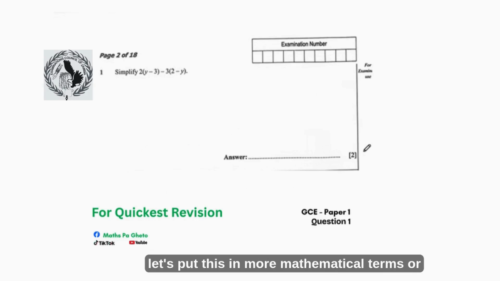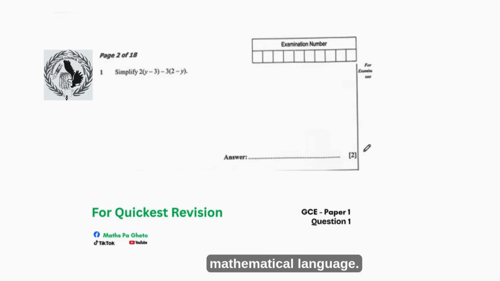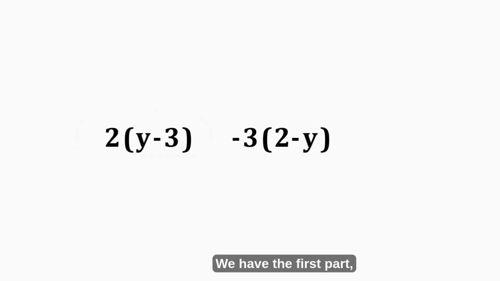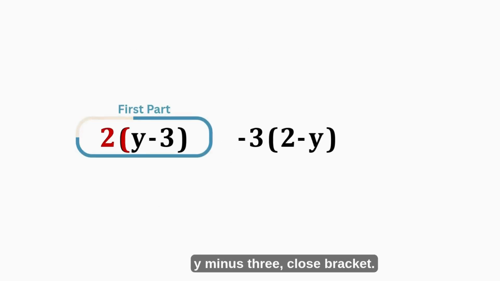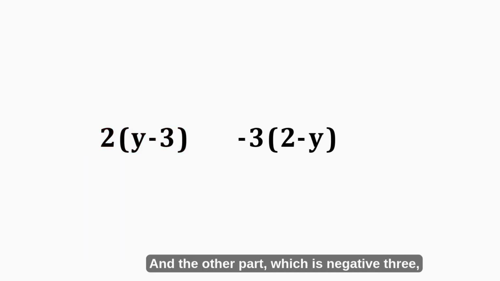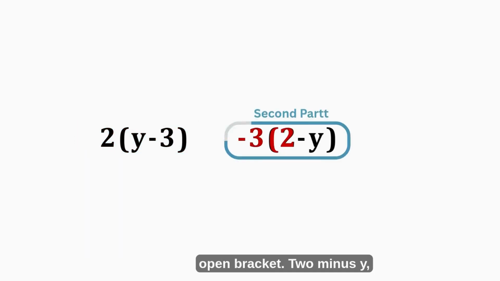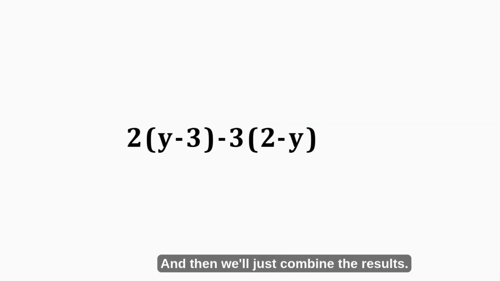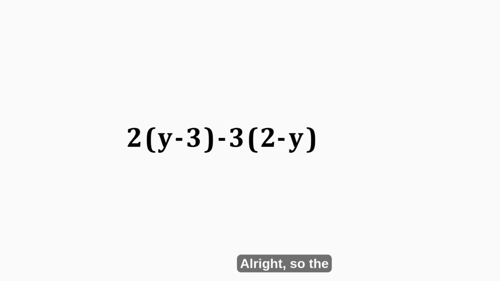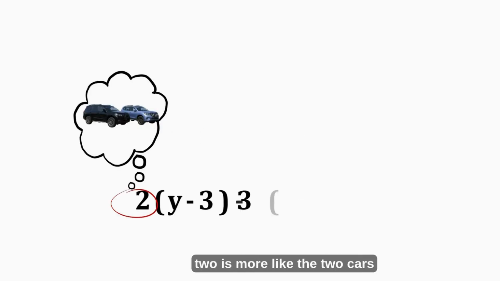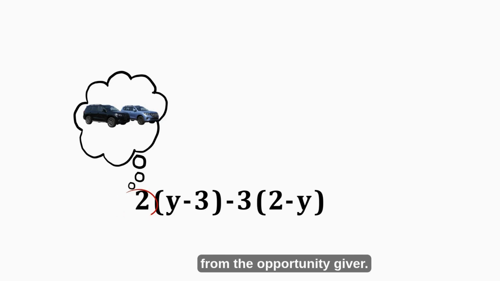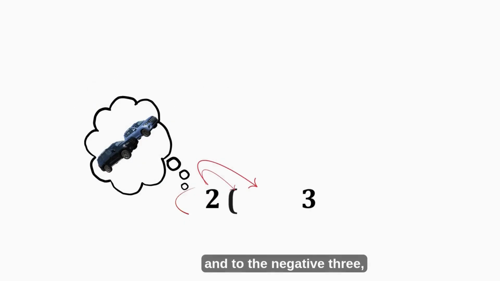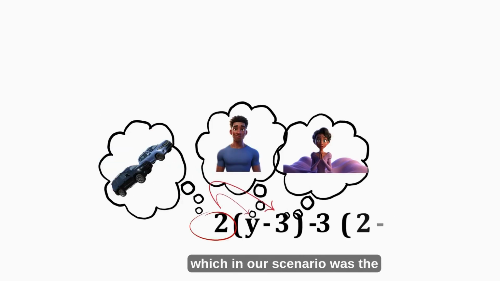All right, let's put this in more mathematical terms or mathematical language. When we look at the question, the first thing we can do is separate it into 2 parts. We have the first part, which is 2 open bracket, y minus 3 close bracket, and the other part, which is negative 3 open bracket, 2 minus y close bracket. The scenario given will be applied to both parts, and then we'll just combine the results. All right, so the 2 is more like the 2 cars from the opportunity giver. The 2 must be distributed or given to both the y, which in our scenario was the boy, and to the negative 3, which in our scenario was the girl.